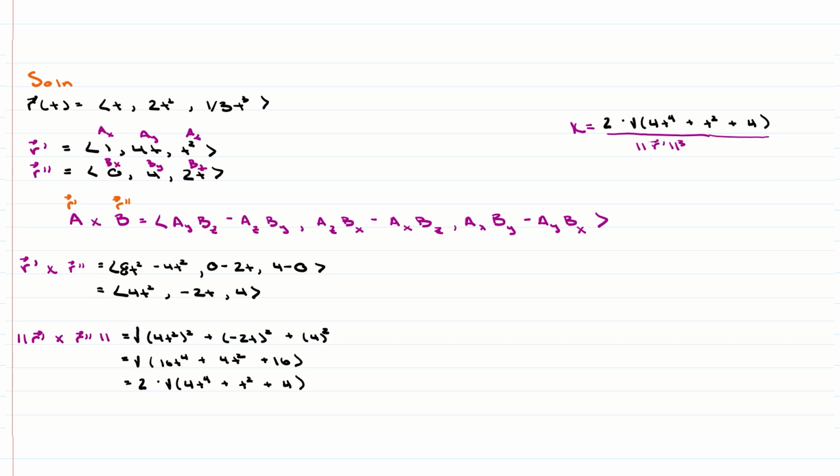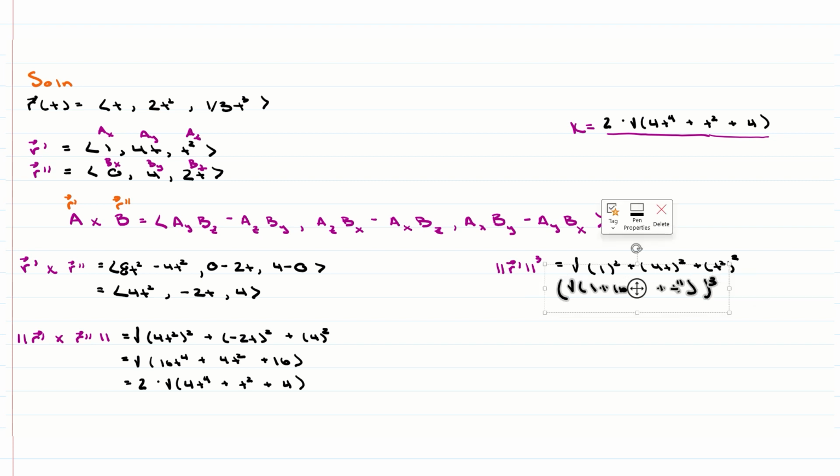And our next step is to solve for the denominator, which is the magnitude of the first derivative cubed. So if you recall, the first derivative was ⟨1, 4t, t²⟩, and so the magnitude of that is the square root of 1² plus (4t)² plus (t²)². Simplifying, we get the square root of 1 plus 16t² plus t⁴. Now the magnitude is being cubed, so we will raise all of this to 3. And this is our denominator.